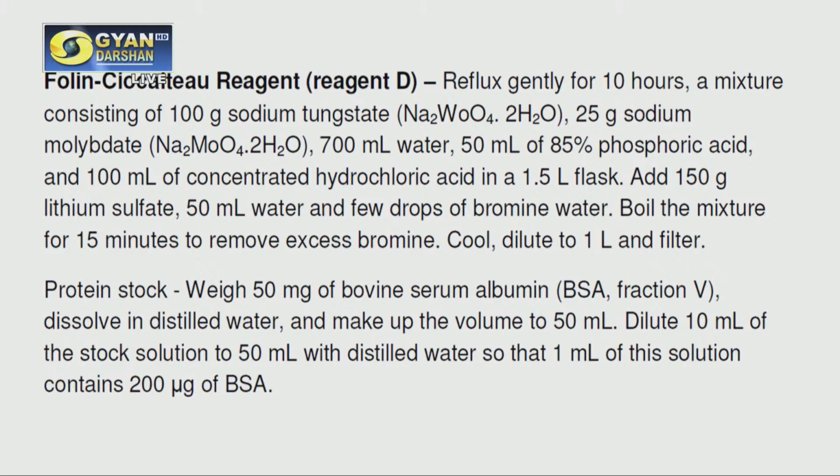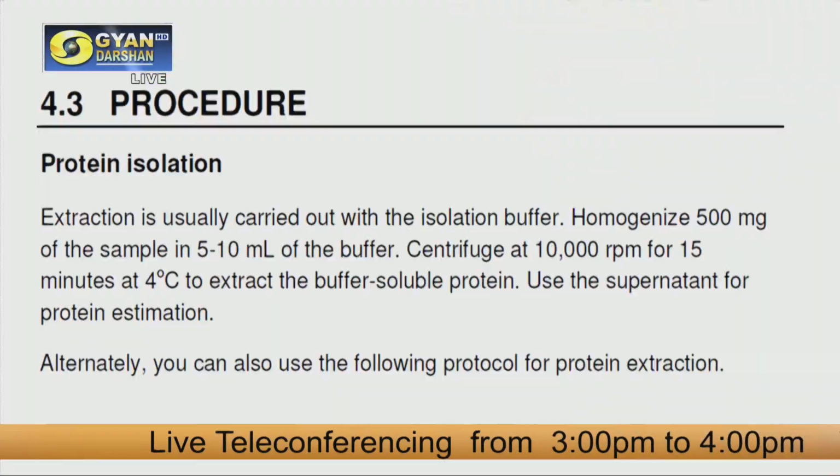And of course the protein stock. If you want to estimate the protein, and learn how to perform this technique, you can use any standard protein like bovine serum albumin, we call it BSA. You can use a stock solution of BSA, and from the stock solution you can prepare gradually increasing concentrations of BSA and then learn how to estimate it. Okay. So, the procedure. Now, how will you isolate the protein?